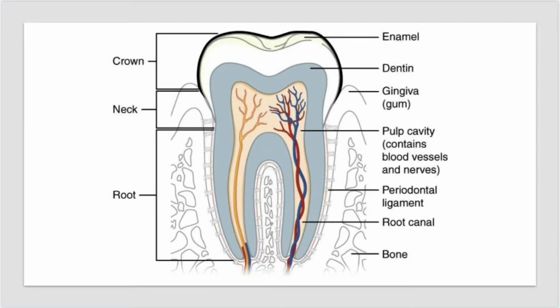The pulp cavity contains nerves and blood vessels. As you can see from the image, the periodontal ligaments connect the root of the tooth to the bone. Periodontal ligaments are connective tissues that insert into the root cementum and alveolar bone.